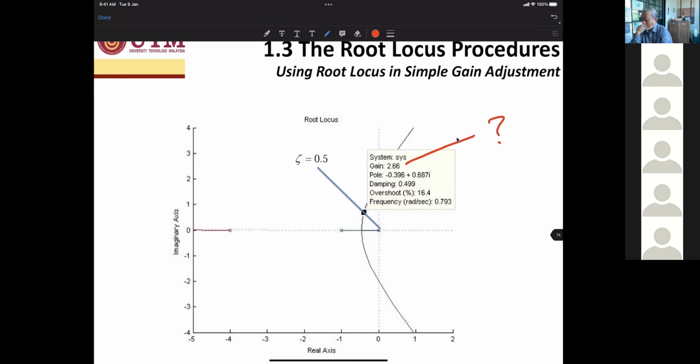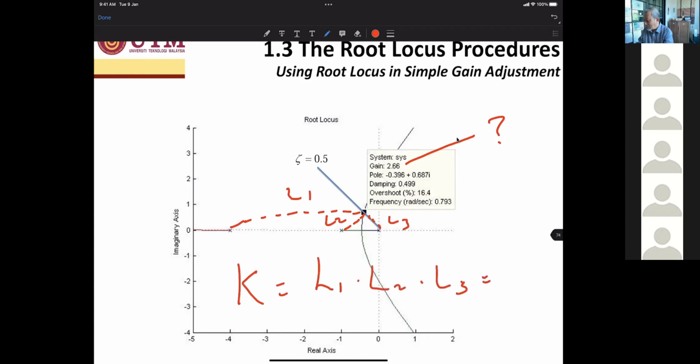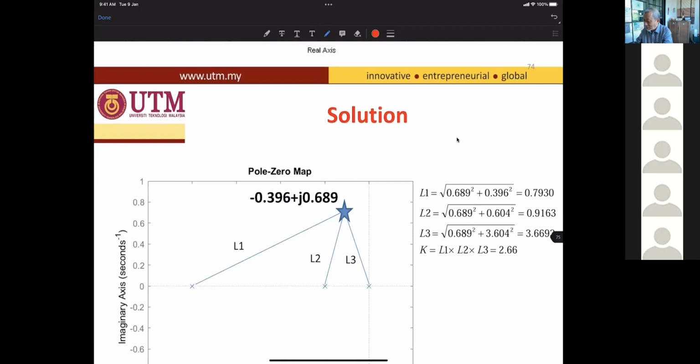Sharif. Yes, doctor. How do I get gain 2.66 by calculation? I'm not sure, doctor. Oh, okay. L1, L2, L3. So K is equal to L1, L2, L3 mah. Okay. So you kira sendiri mah L1, L2, L3. Boleh? Okay. Alright, doctor. Yes. Ada kat sini ya.